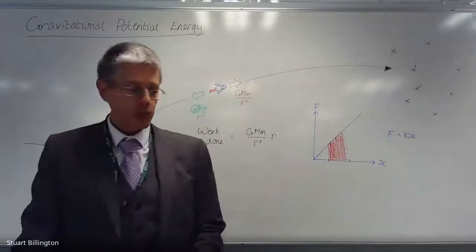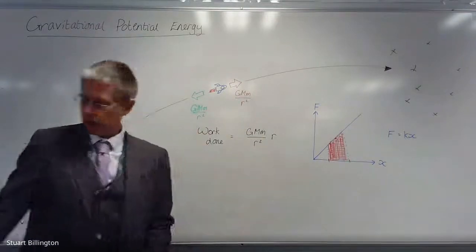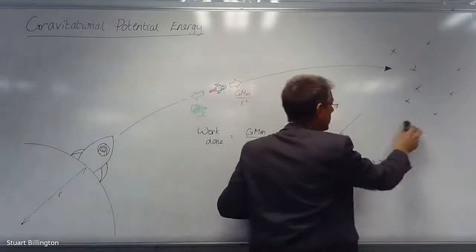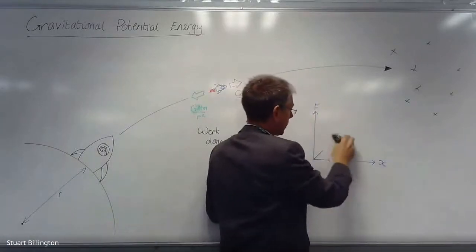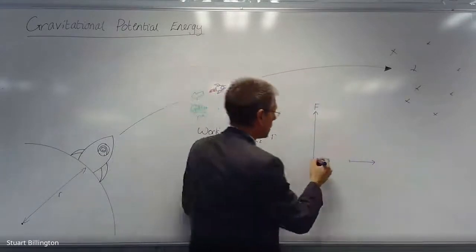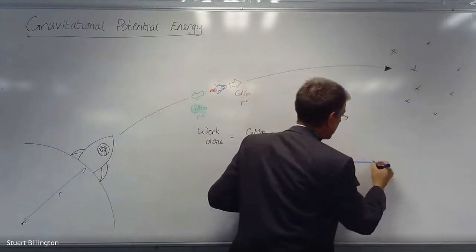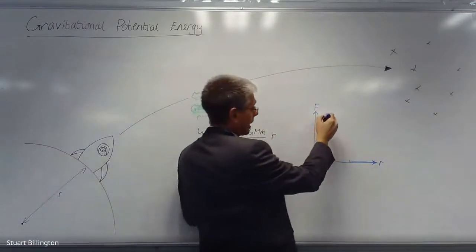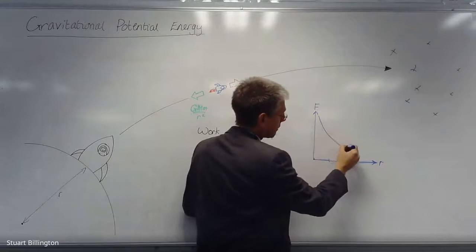And I need you to take that idea now and apply it not to a spring with an extension, but to our problem here. So we've got the distance r, and in our particular case, it's a 1/r² graph.